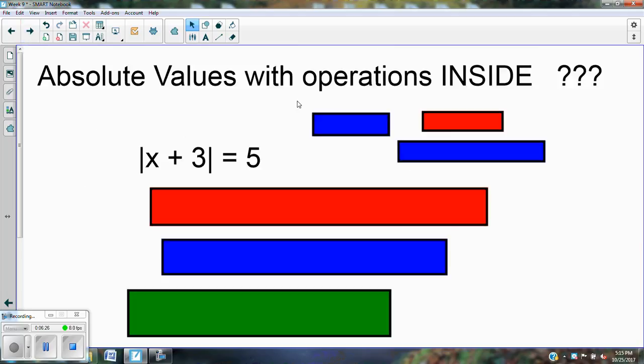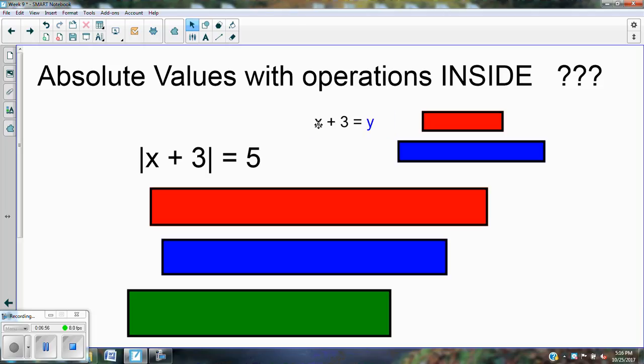Now, what do you do when there are operations inside of our absolute value bars, like this one? Obviously, it would make a lot of sense to say, okay, this whole thing equals 5, so if it was just x, then x equals positive 5 or negative 5. But we've got an extra little plus 3 here. So obviously it can't be just 5 and negative 5. That's not going to work out here.